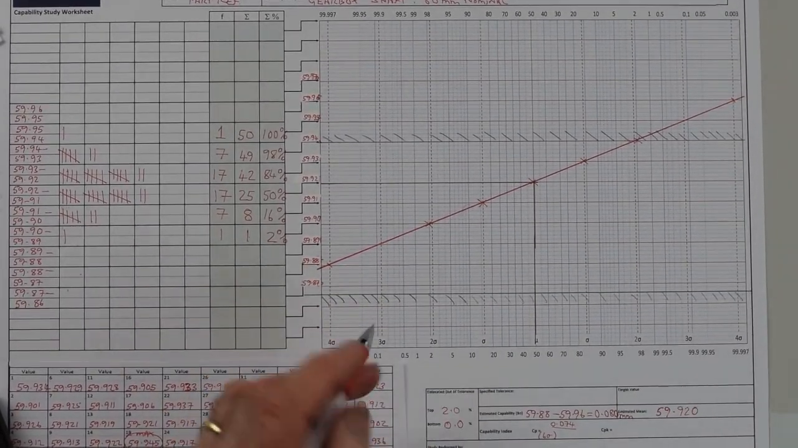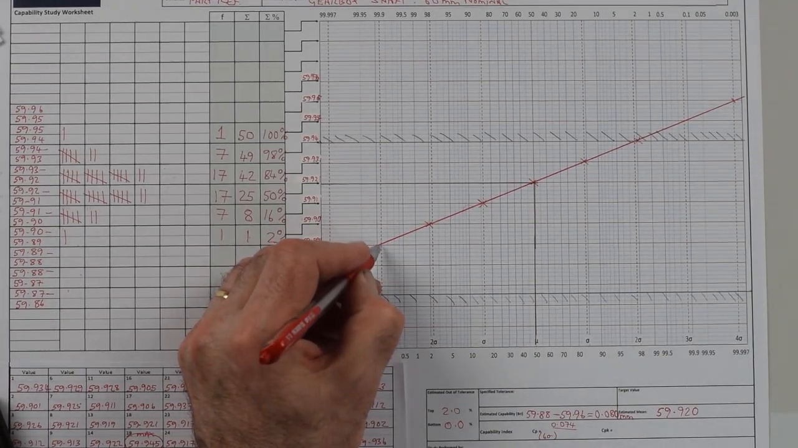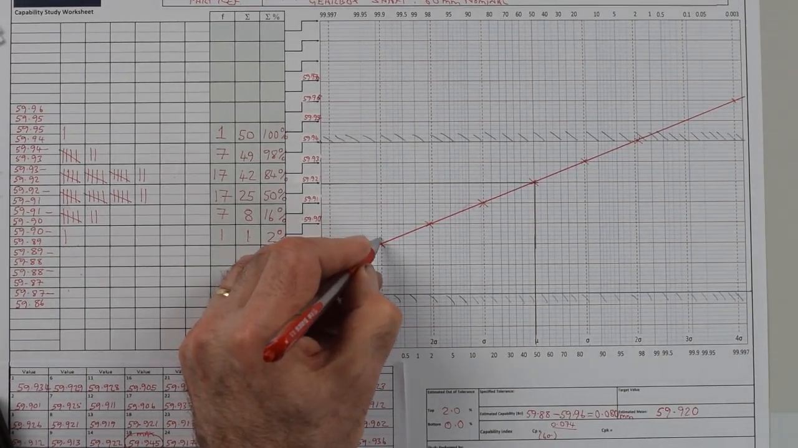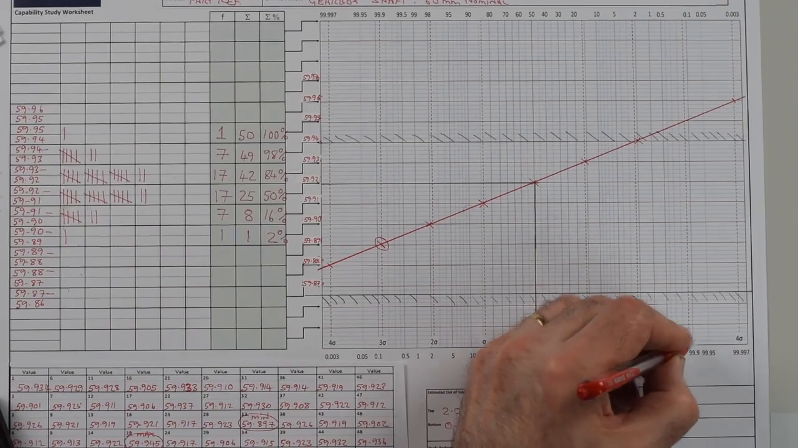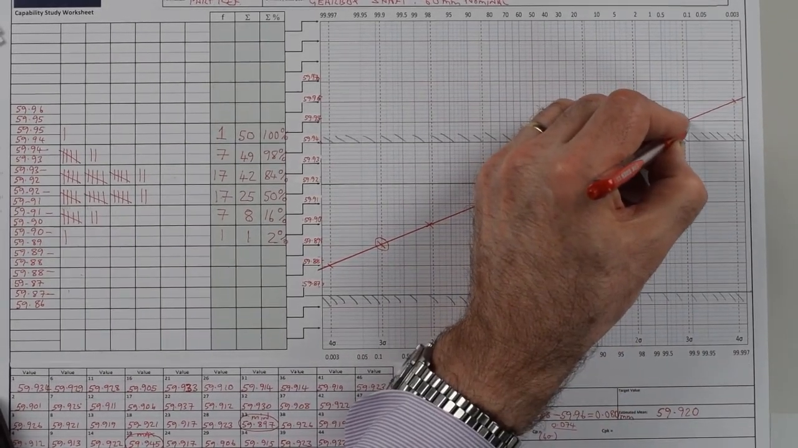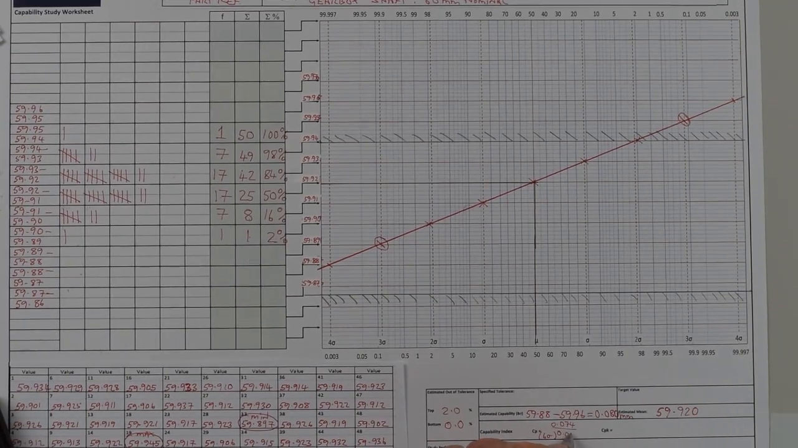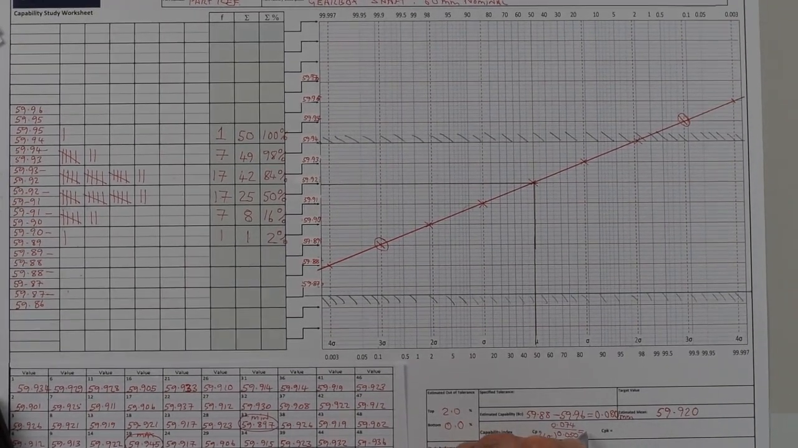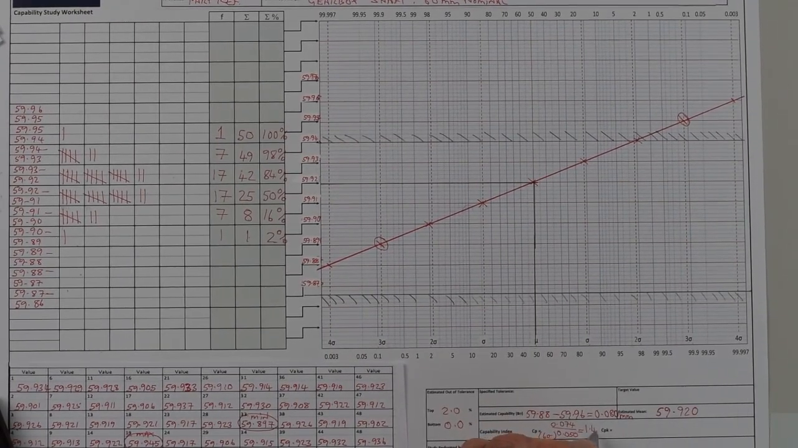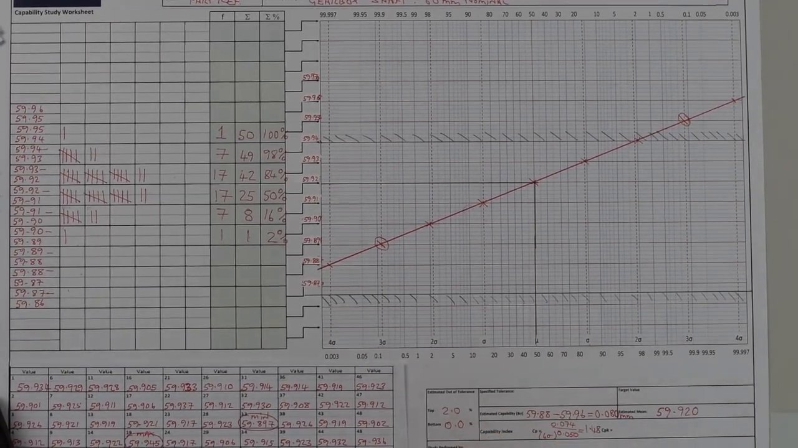We can read that directly off the chart, and we can read minus 3 sigma here and the plus 3 sigma point here, which is 0.05, which is a CP of 1.48.